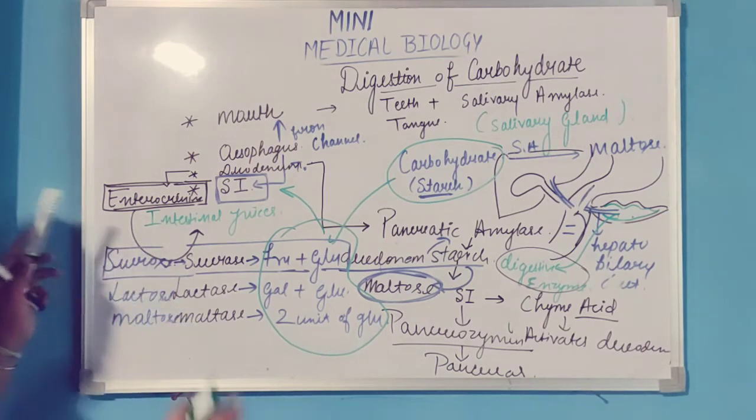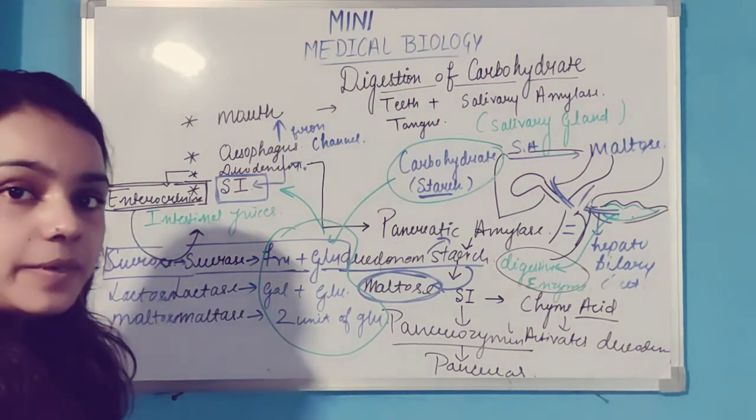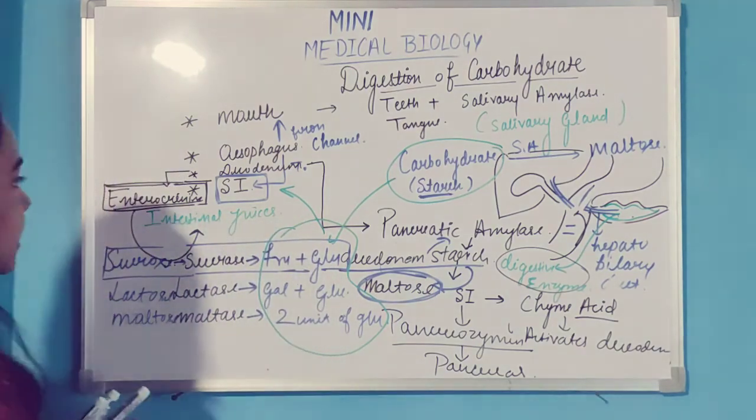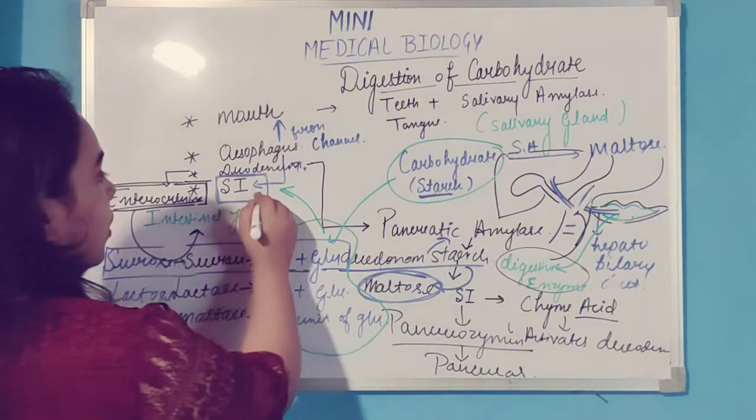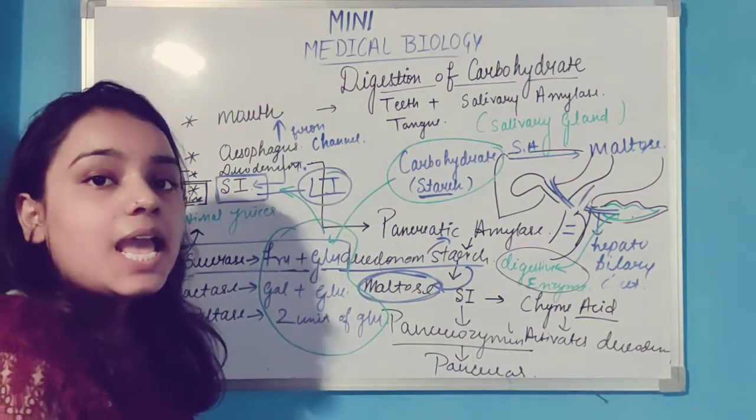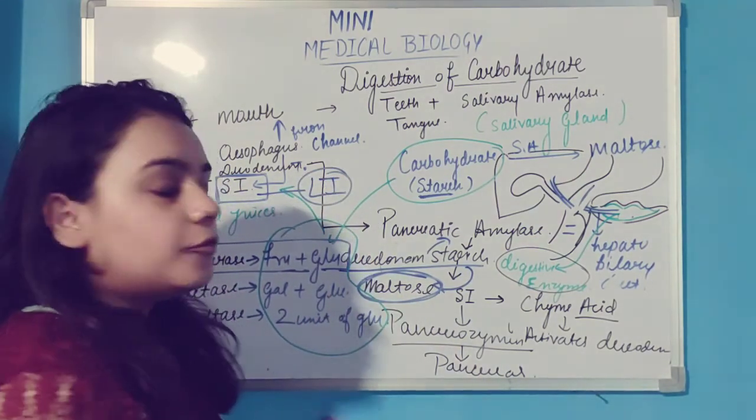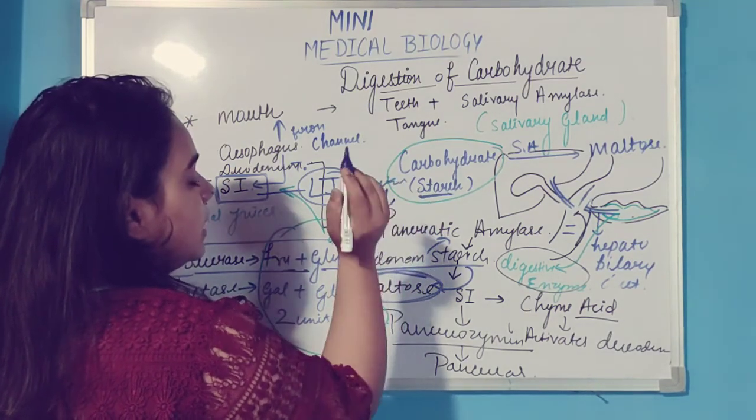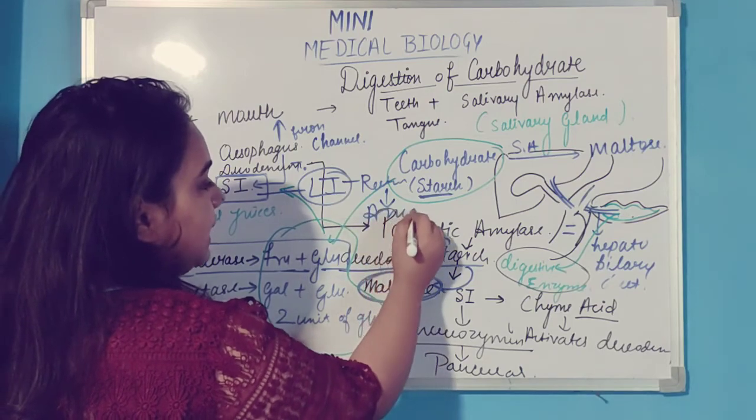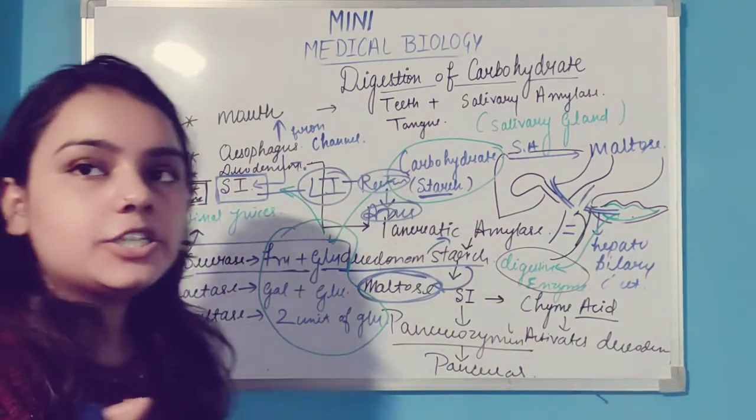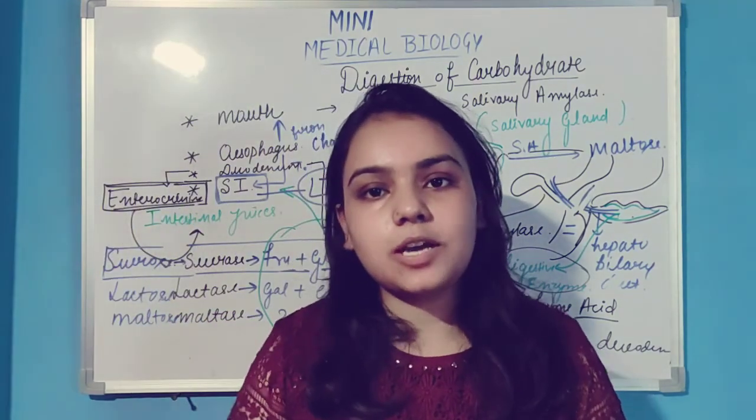So this is the digestion of carbohydrate, which is completed now, and the rest of the food travels to the large intestine portion, and via the large intestine the absorption of water and minerals will take place, and the remaining undigested food will be stored in the rectum and later passed out through the anus. So the digestion of carbohydrate is completed now.